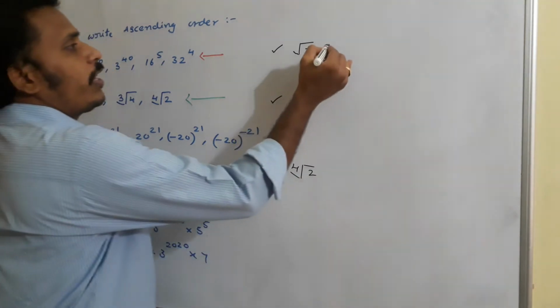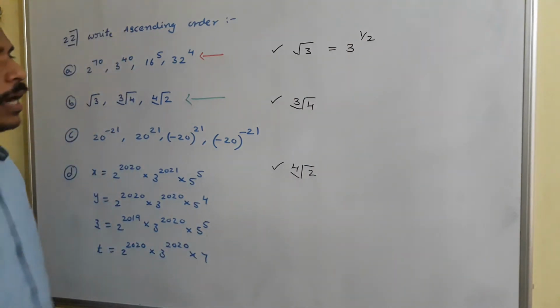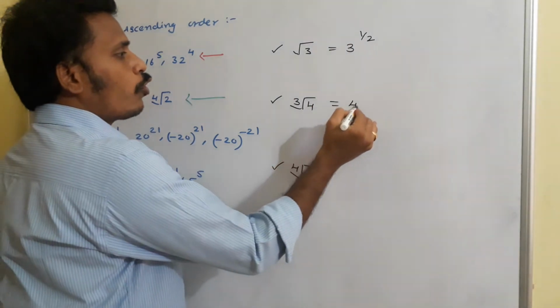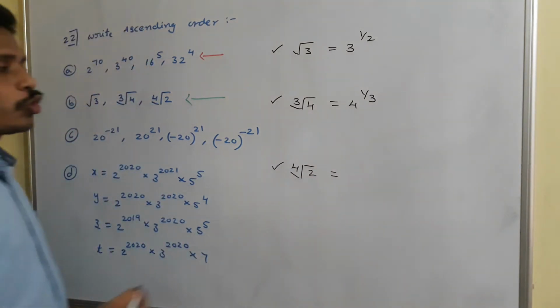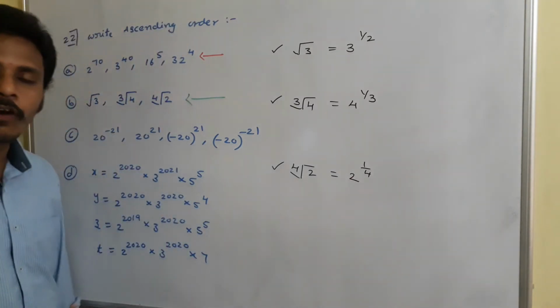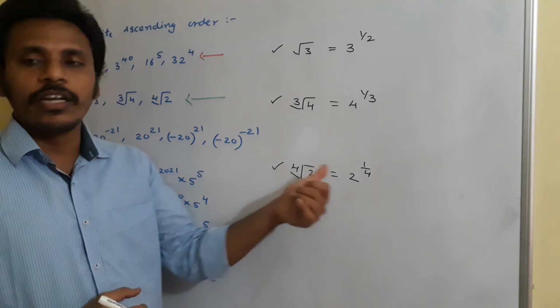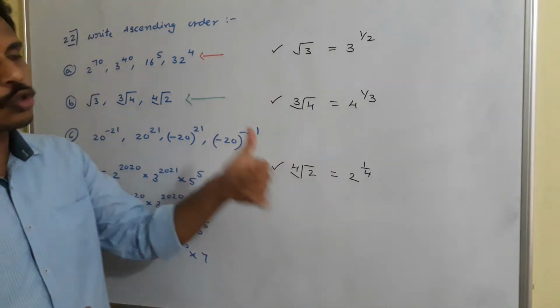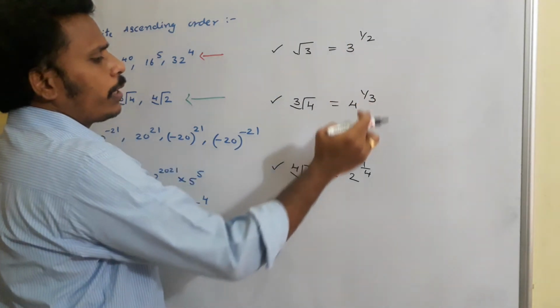Right. I will rewrite this root 3 as 3 power 1 by 2. And I will rewrite this cube root 4 as 4 power 1 by 3, and this fourth root 2 as 2 power 1 by 4. Is there anything wrong? We know the way of converting nth root to exponent. Here the fourth root leads to 1 by 4, and the cube root leads to 1 by 3. Now if you observe, the powers are what? 1 by 2, 1 by 3, 1 by 4.